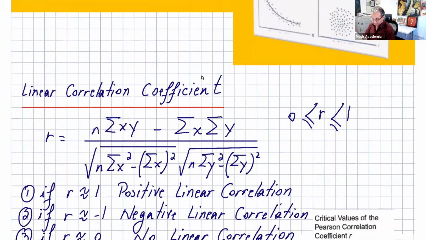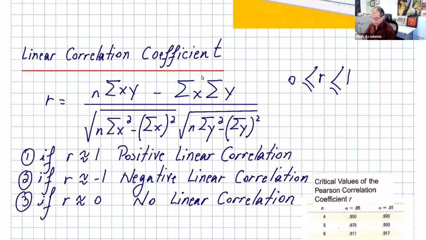So please be careful, especially if you do hand calculations. Now, just looking at it, if R is almost equal to 1, then you can say there's a positive linear correlation. That means the slope of the line is positive. If R is almost equal to -1, then there's a negative linear correlation. That means the line is going to go down. If R equals 0, or almost equals 0, then there is no linear correlation.